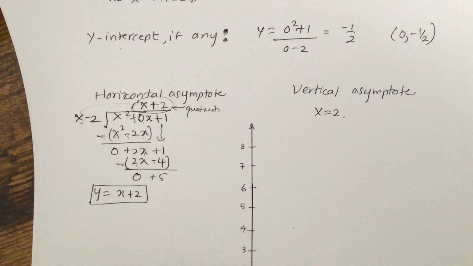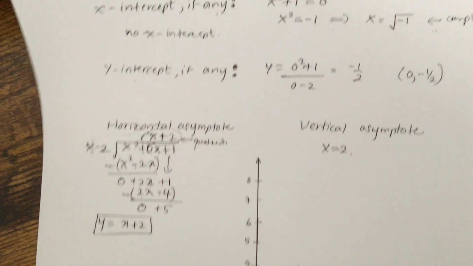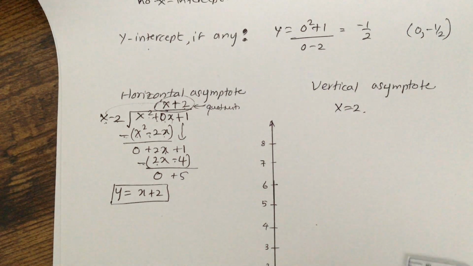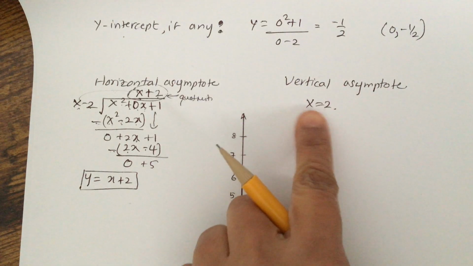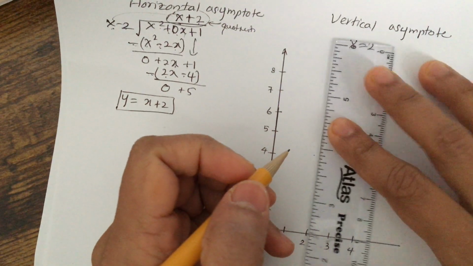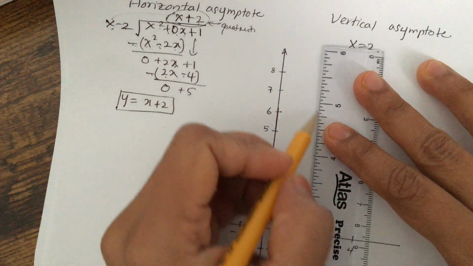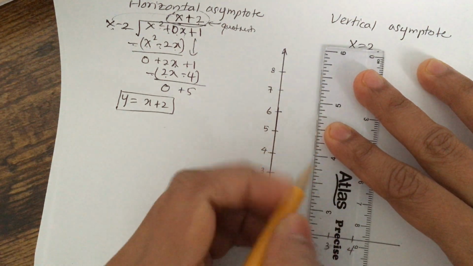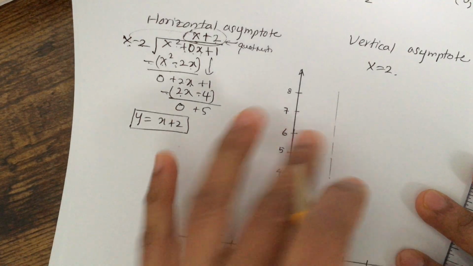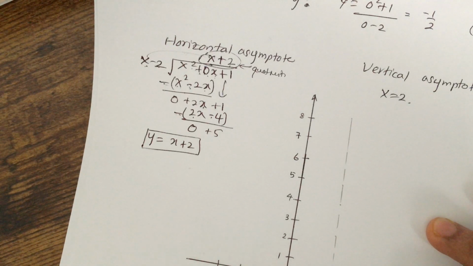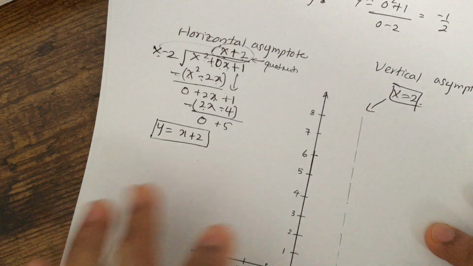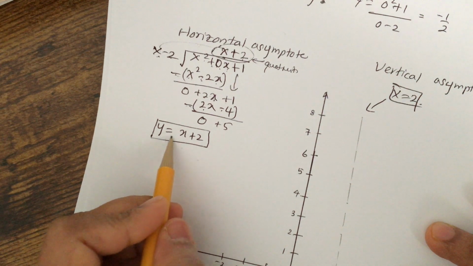Okay. So now we have all this information. Let's graph this one. First, graph the horizontal and vertical asymptotes. I'm going to draw the vertical asymptote x equals 2. Right? X equals 2 is over here. This is my x equals 2 vertical asymptote. And then the other asymptote. This is y equals x plus 2.